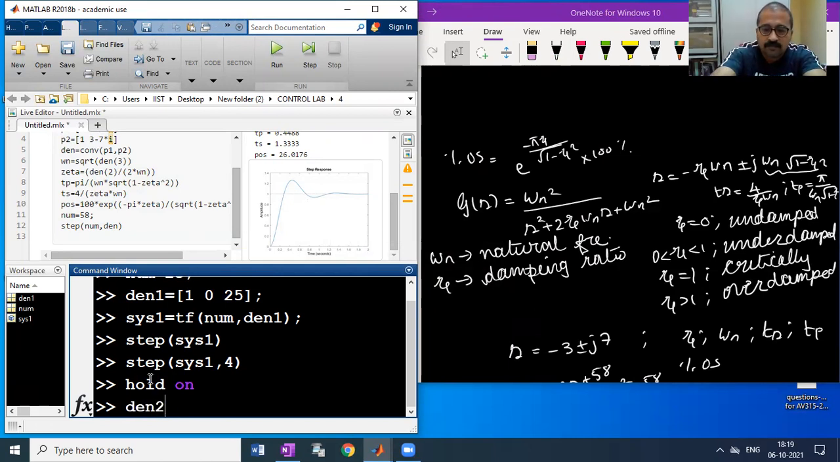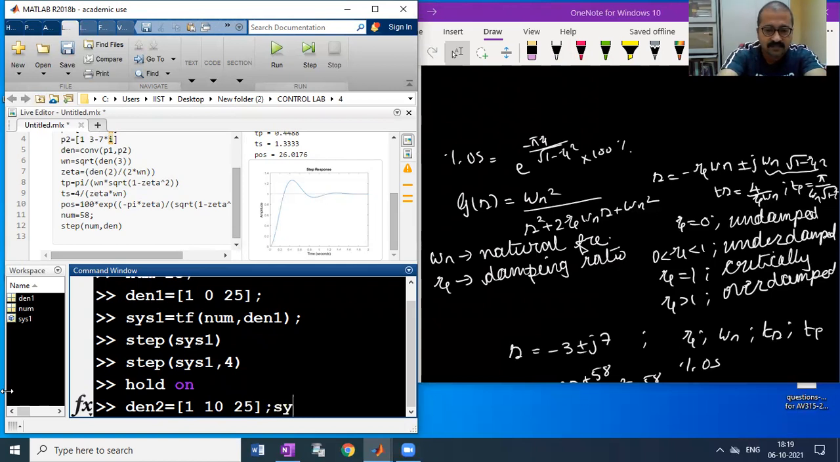Now let me take up a critically damped system. Critically damped system means the damping ratio must be equal to 1. So 1, 10, 25. What was the natural frequency here? 5. So 2 into zeta into omega n must be equal to 10, that means 2 into 1 into 5, which equals 10. So zeta is equal to 1 here.